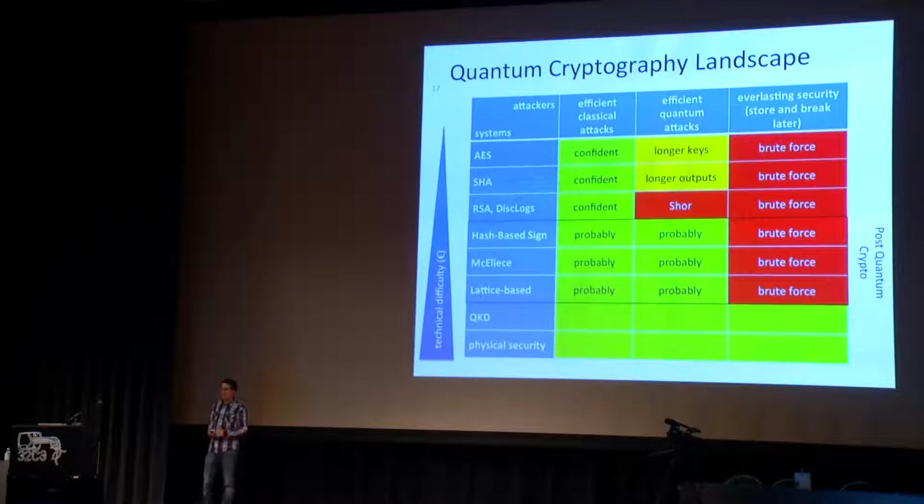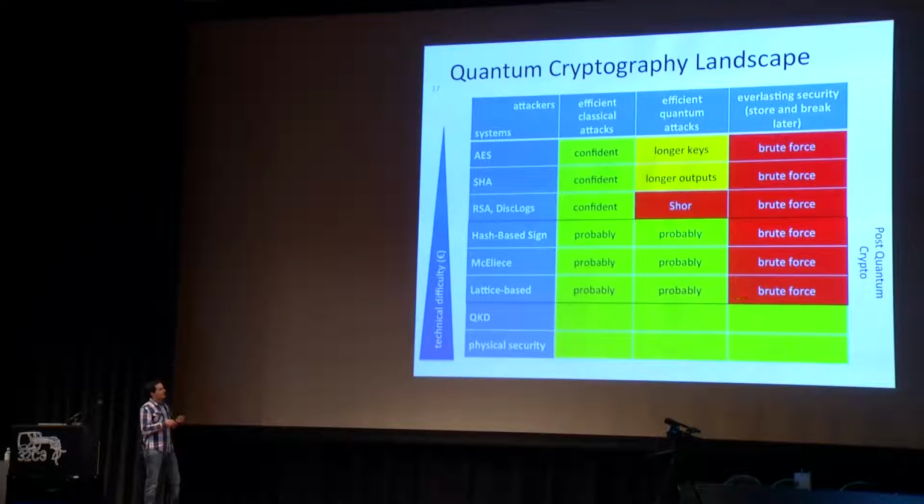If you saw Dan and Tanya's talk yesterday, then there's Shor's monster here. This is this big red box here, that will come and break RSA and discrete logs. So basically every public key crypto system that is currently used on the internet will be broken by efficient quantum attackers, whereas we are confident that they resist classical attackers.